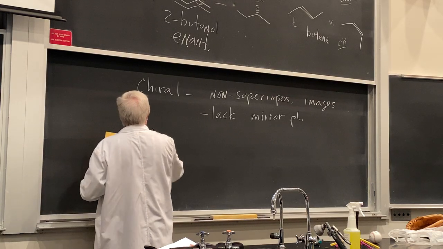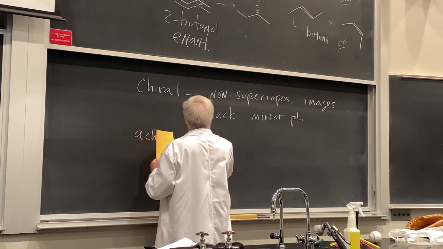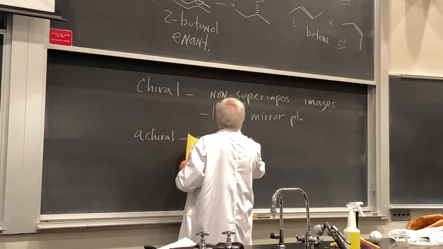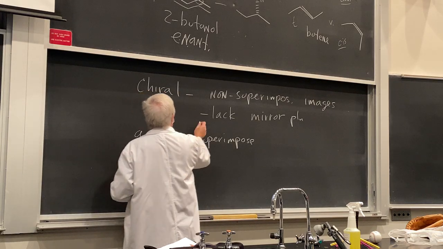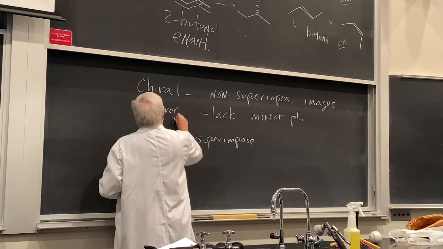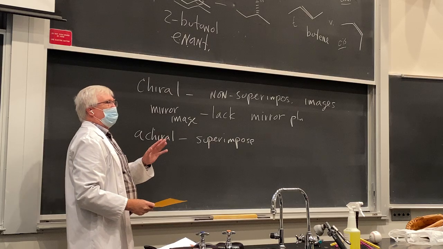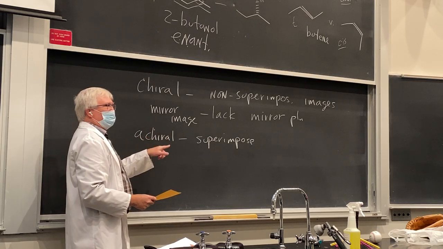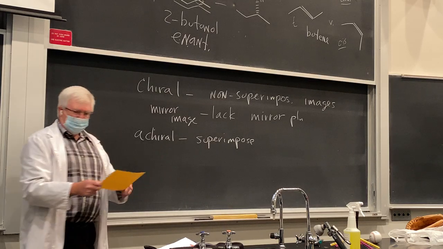Achiral means that they are superimposable. And what are we talking about? What are we superimposing or non-superimposing? We're talking about the mirror image, okay? So the mirror image of a chiral molecule will be not superimposable, whereas an achiral object will be superimposable on its mirror image, okay? So let's get into this.